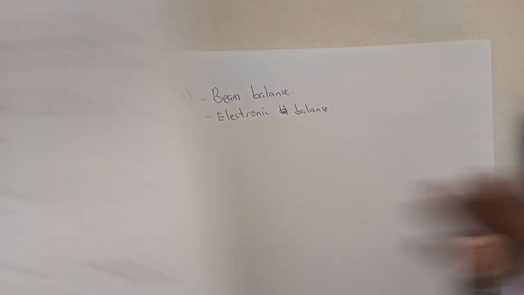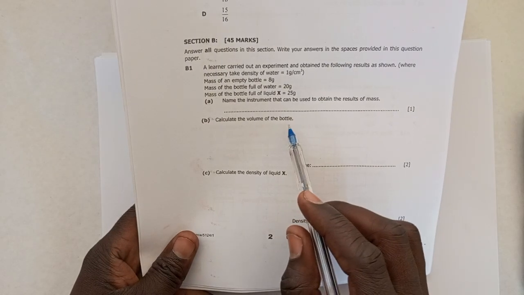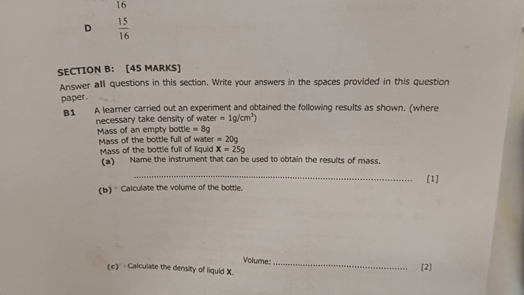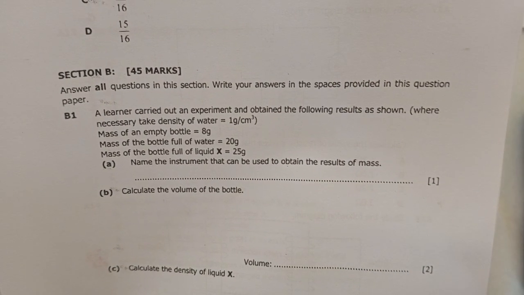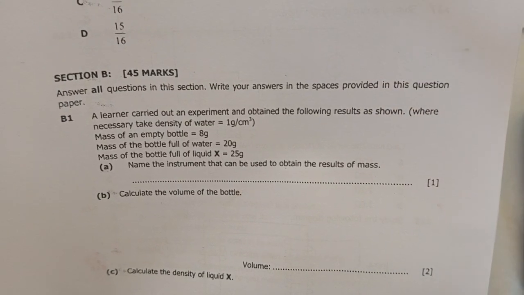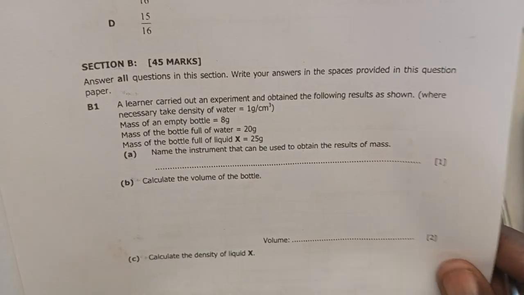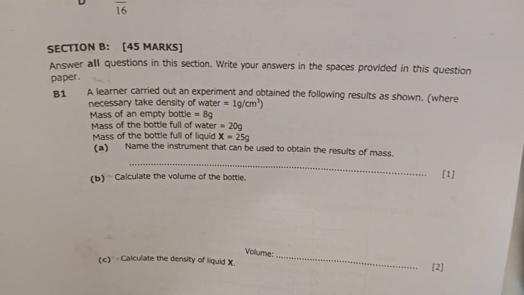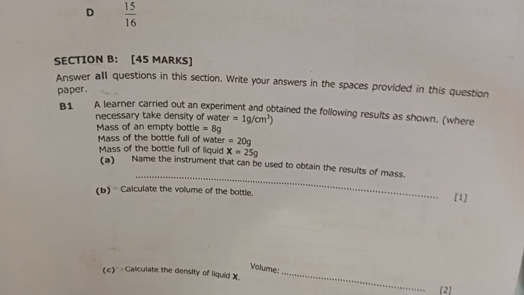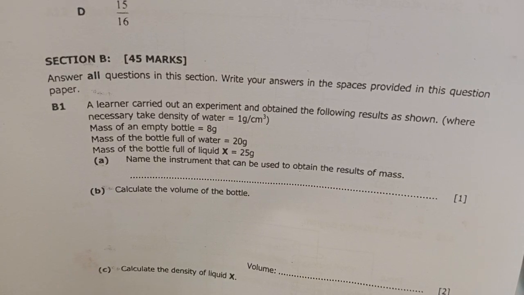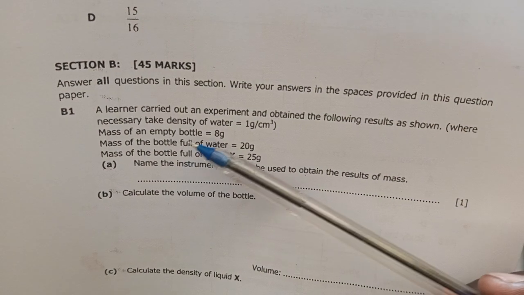We move forward. Question B says calculate the volume of the bottle. So now this bottle, what you need to understand here is that it has a volume which has been filled by water. At a different time, this bottle is emptied, and then it is filled with liquid X to the full. And so the volume for both of these must be the same. Why? Because the empty bottle will have a volume that is going to accommodate the water in its full capacity.